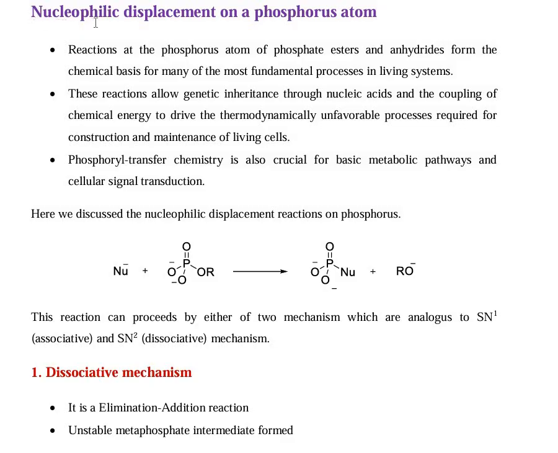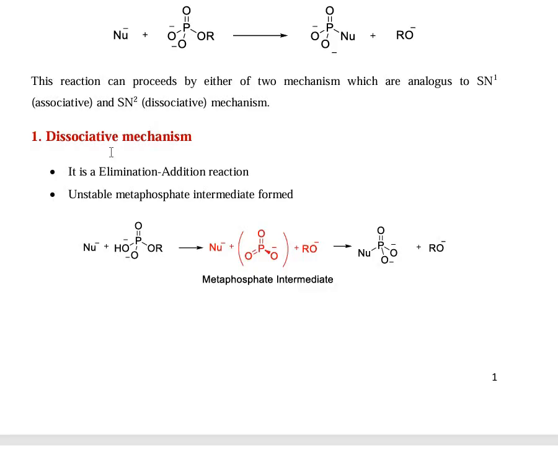So the topic is nucleophilic displacement on a phosphorus atom. This reaction can proceed by either of two mechanisms, which are analogous to SN1 and SN2: the dissociative and the associative mechanism. Nucleophilic unimolecular or bimolecular, in another language, we call associative and dissociative mechanism. Now, if you consider the dissociative mechanism, it is an elimination-addition reaction.